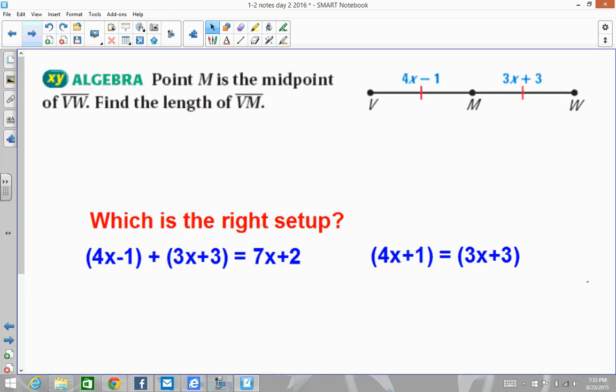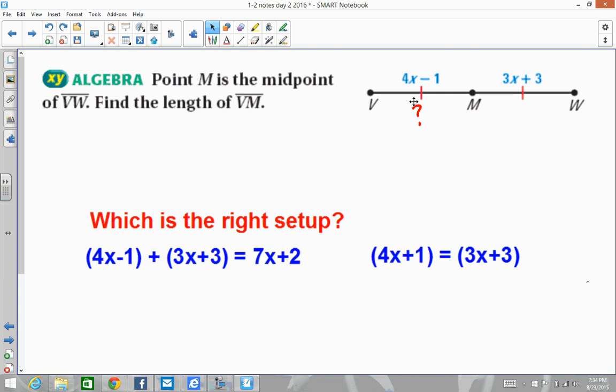Let's move on. So now we're going to look at it from an algebraic standpoint. So it says point M is the midpoint of VW. Find the length of VM. So we're looking for this. Now, normally I won't give you this information in the picture. You have to draw your own picture, put all the information. They were even nice to put the congruence marks in there. I'm not going to do that for you. You're going to need to be able to put that in yourself.